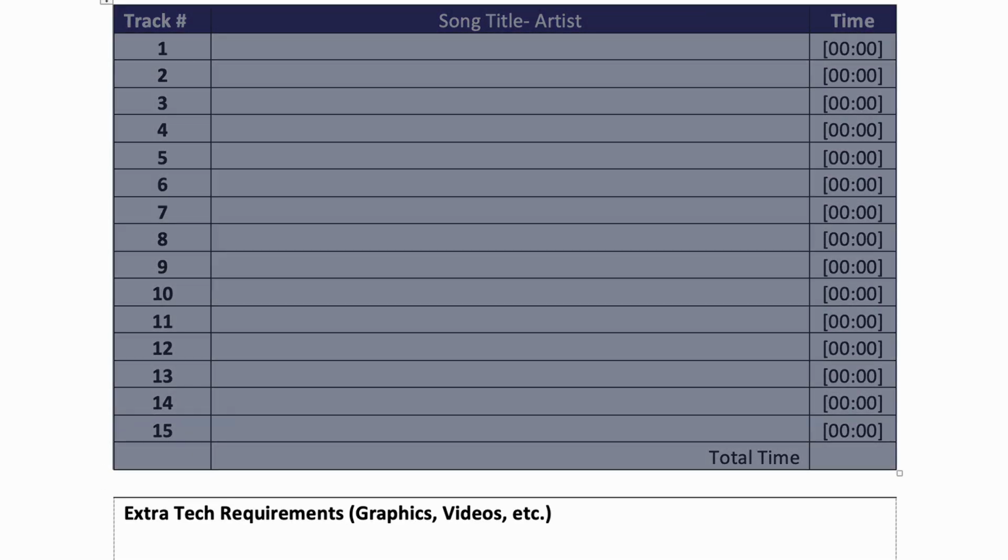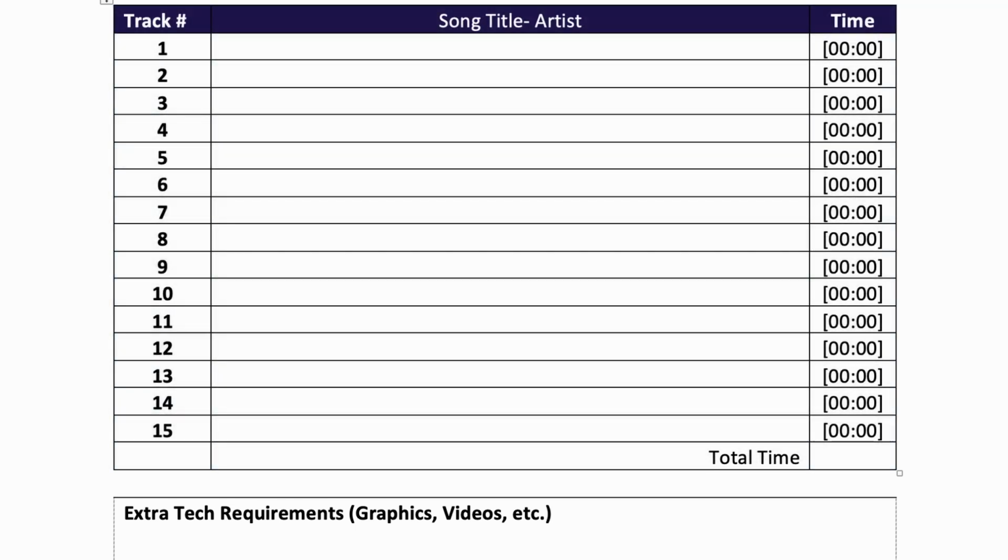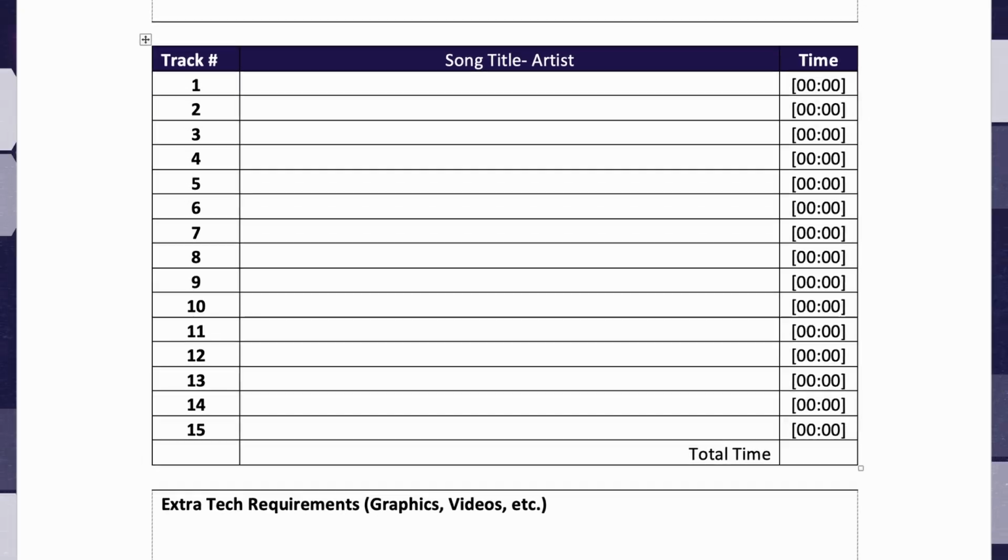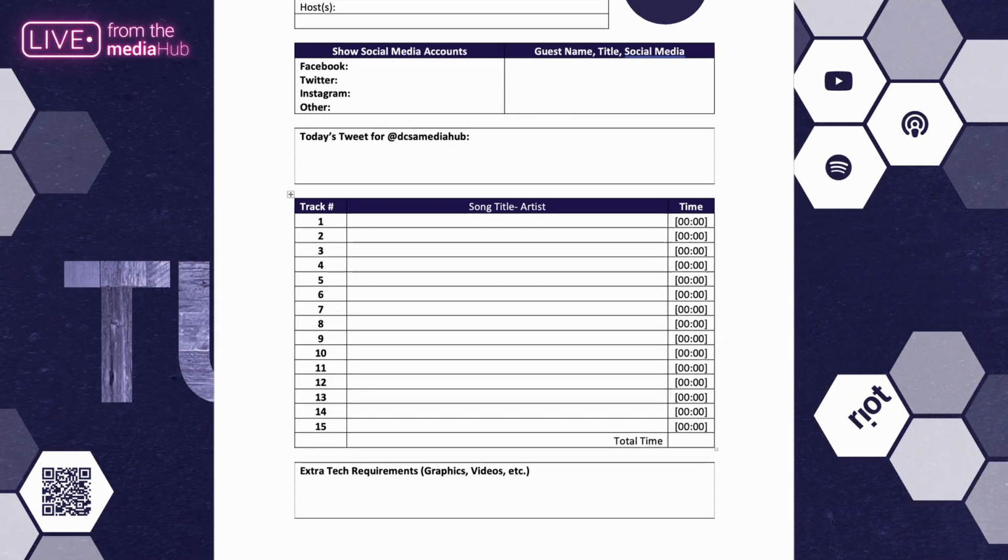The song list is one of the most important parts of the script. This is where you list all of the music that will play during the episode and in what order they will play. Music must be clean or have a radio edit. If you have video clips or images, you can list them here as well.